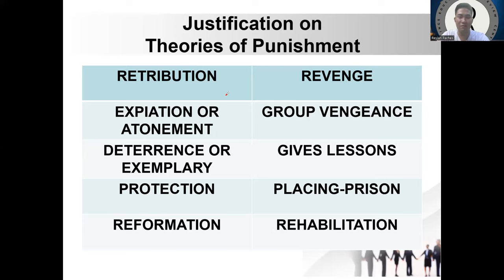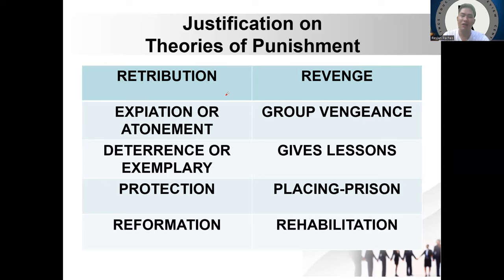Okay, so ulitin natin. Ang justification and theories of punishment, again, number one, we have retribution. So basically, it talks about the revenge. Kung ano yung tinuha mo, yun rin yung magiging kabayaran. Then of course, we have the expiation or atonement, that is the group vengeance or the group revenge. Ang deterrence naman or exemplary, it will give lesson or it will set as an example to other individuals. Now of course, pag-iisipan nila talaga ang paggawa ng krimen. Then of course, we have protection. Paano natin maprotektahan yung community and society natin? By placing the offender or the prisoners in prison or in jail. So yan din yung tinatawag natin na protection.